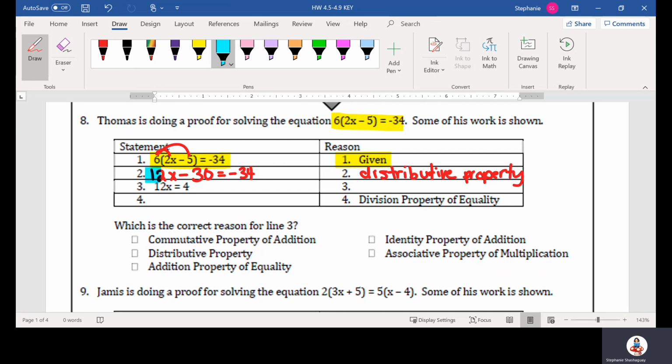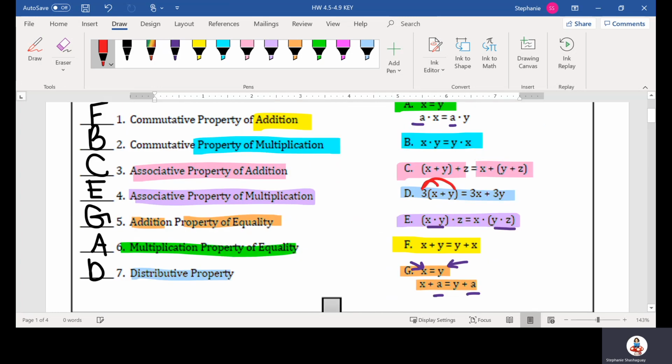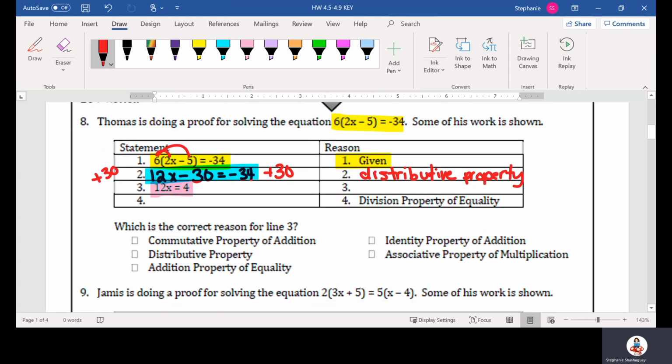Now to go from step 2 to step 3, all I did was add 30 to both sides. So when I added 30 to both sides, which property was I using? Well, that looks just like letter G, which is the addition property of equality. I'm just going to write addition property because I'm out of space, but that's the addition property of equality.